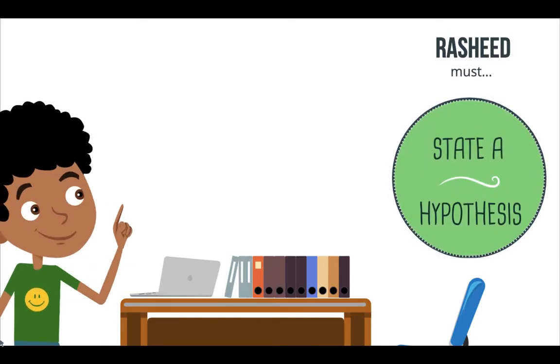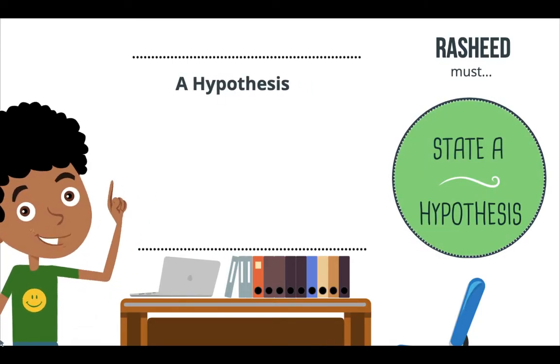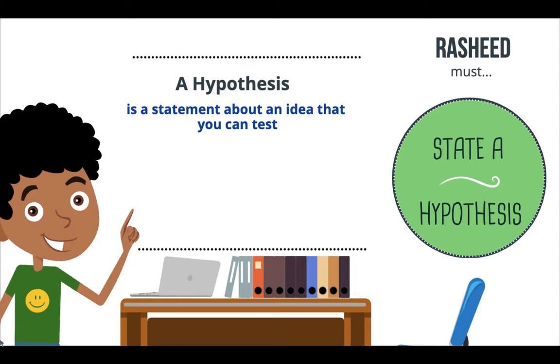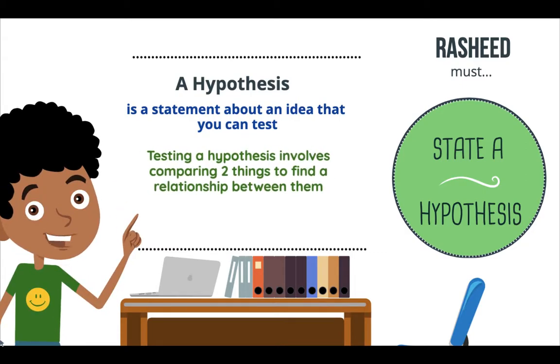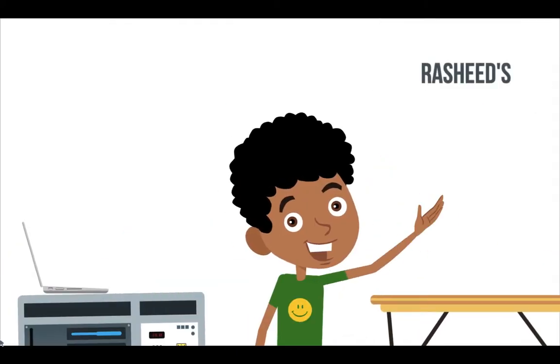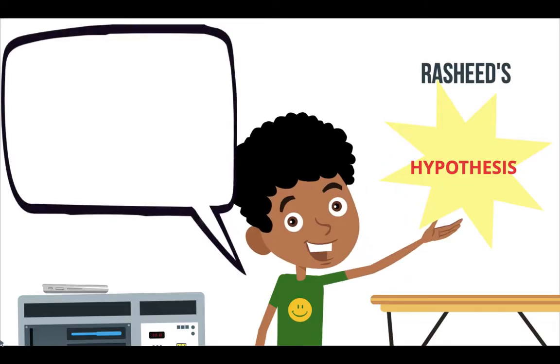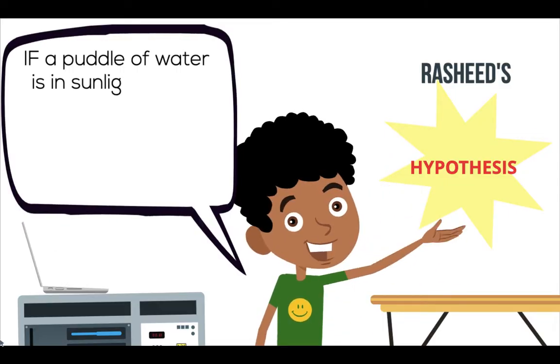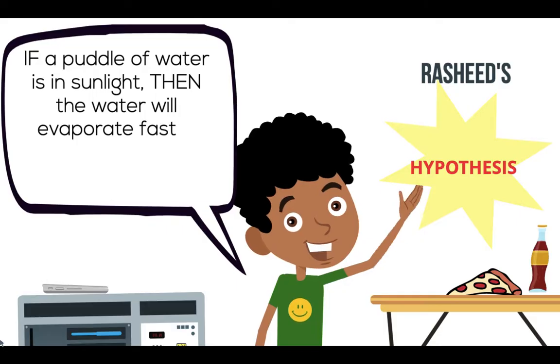Rashid must state a hypothesis. A hypothesis is a statement about an idea that you can test. Testing a hypothesis involves comparing two things to find a relationship between them. Use an if and then format. Rashid's hypothesis: if a puddle of water is in the sunlight, then the water will evaporate faster than if the puddle is in the shade.